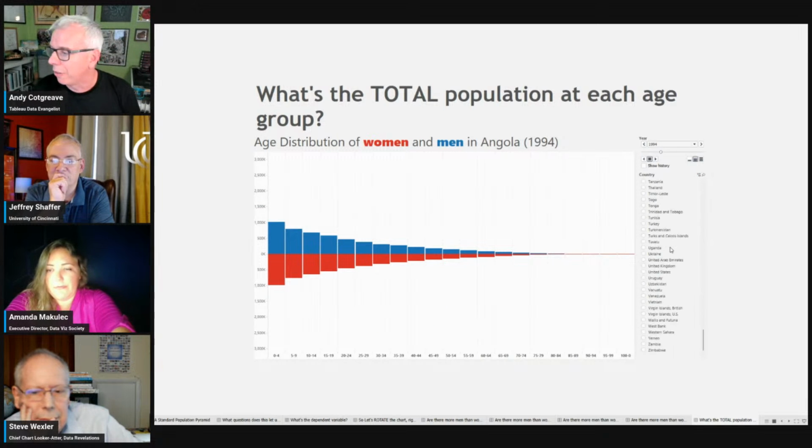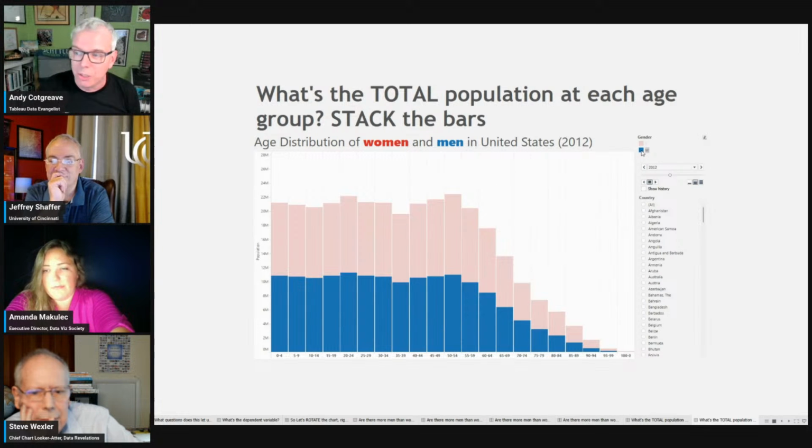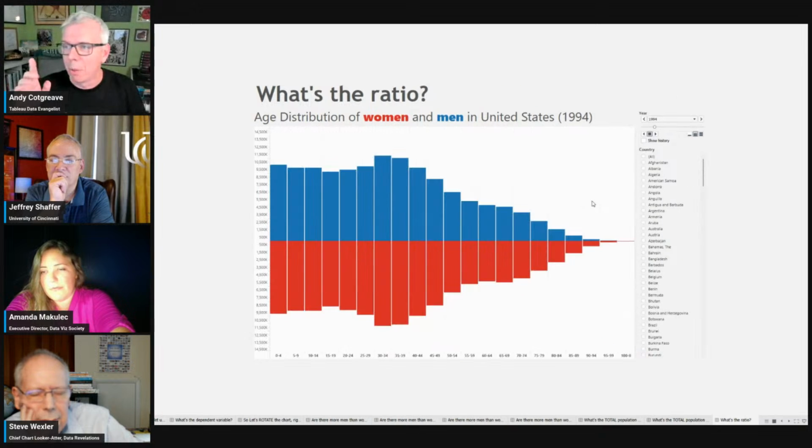Steve also talked about the total population. So yeah, you can stack the bars. Of course, with every stacked bar comes the challenge of who do you put at the bottom of the stack? Do you want the males so you can compare the males more easily, or the females? I don't know. That's a challenge. What if your question is about ratios, gender ratios at different age groups? You've got no idea here.